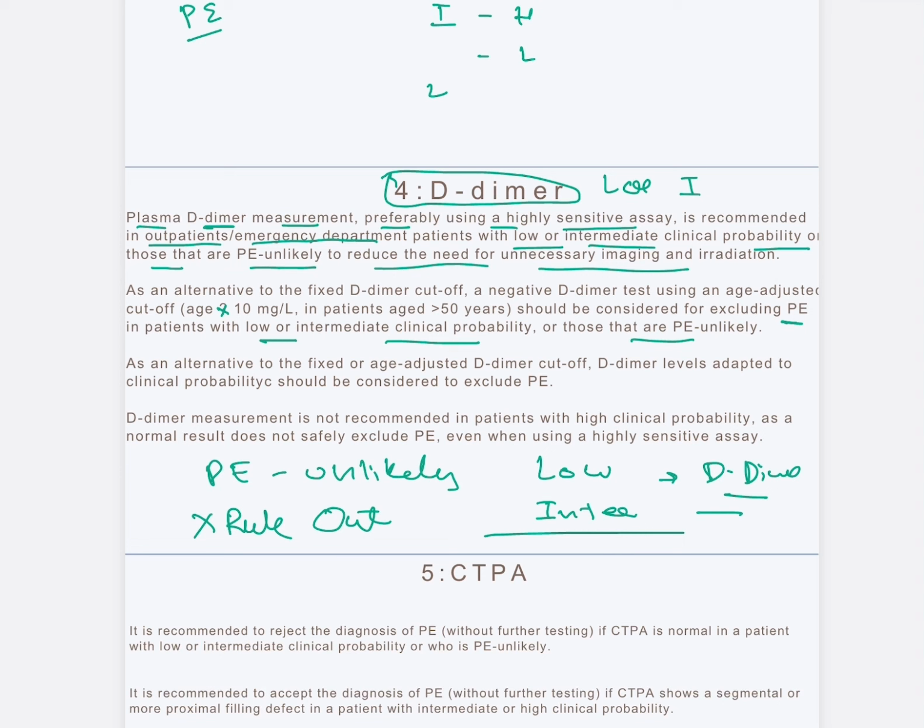D-dimer measurement is not recommended in patients with high clinical probability, as a normal result does not safely exclude PE even when using a high-sensitivity assay. So D-dimer is not recommended in patients with a high clinical probability. If you suspect that this patient falls into the category of high clinical probability of PE, then even if the D-dimer is normal, you cannot exclude PE. You should go for further testing in order to rule out PE. This is very important, especially from an MCQ point of view.